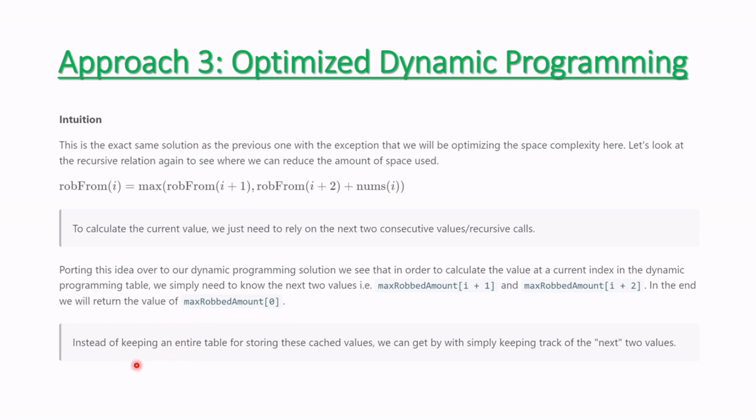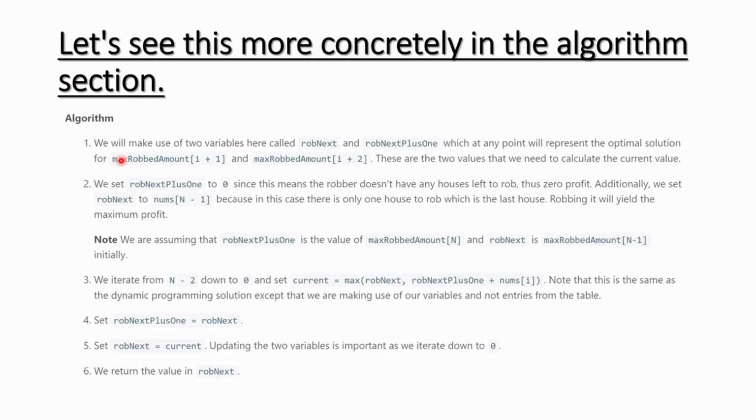Instead of keeping an entire table for storing these cached values, we can get by simply keeping track of the next two values. Let's say this more concretely in the algorithm section. So the algorithm is that we will make use of two variables here, rob next and rob next plus 1, which at any point will represent the optimal solution for the max rob amount at i plus 1 and max rob amount at i plus 2.